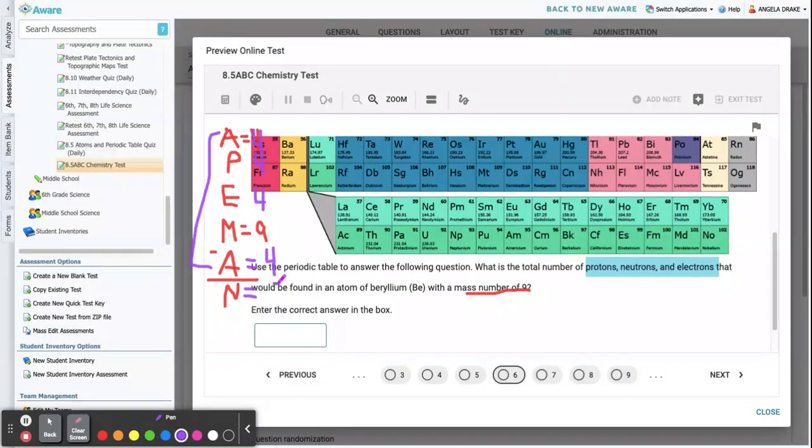Again, you have a calculator. If you need it, use it. So it wants to know the total number of protons, neutrons, and electrons. So I'm going to add protons is 4 plus neutrons is 5 plus electrons is 4. So if I go 4 plus 5 plus 4, that would give me 13. So that's what I should put in this box. Again, if you do 8-man, then you'll get the correct answer.